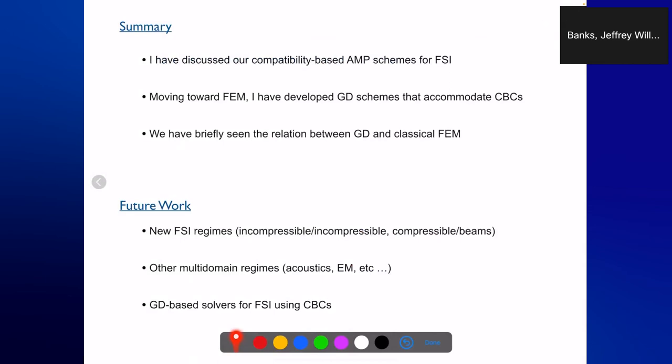All right, so I've talked about AMP schemes, these added mass partition schemes for FSI. I've used that as a motivation, these non-standard boundary conditions that crop up. I've used that as a motivation to go to these GD schemes as a way to accommodate some of these very strange boundary operators that come up in these AMP type schemes. I've talked briefly about the relationship of GD to classical FEM, including the implementation via projection on an unstructured grid of GD.